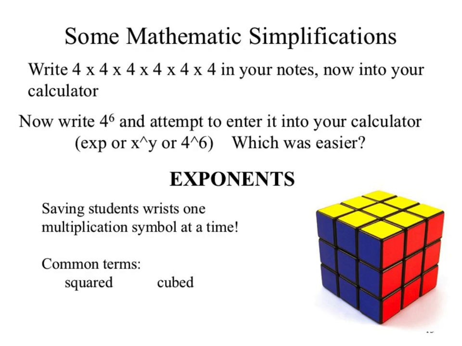The big ones that show up, squared and cubed. Why squared and cubed? Why those terms? What does squared mean? To the second power. What is the area of a square?